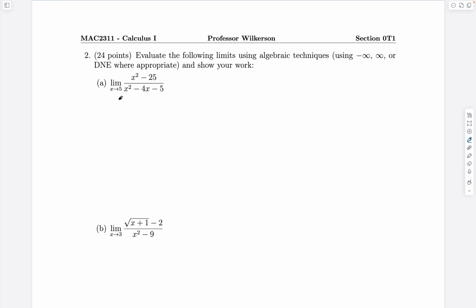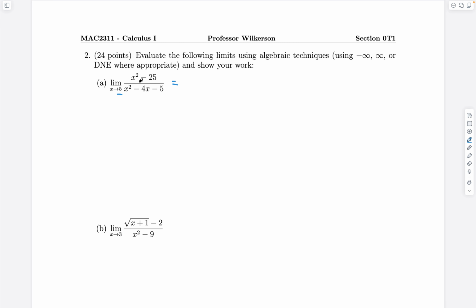A is asking us to take the limit as x goes to 5 of this rational function here, x squared minus 25 over x squared minus 4x minus 5. Now, as usual with limits, what we like to do is direct substitution. So we plug in x is 5, and we want to see if the outcome of this limit will be a value or if we get some indeterminate form, right? Because if we just get a number, that means we can stop there. We don't need to do any of the extra techniques.